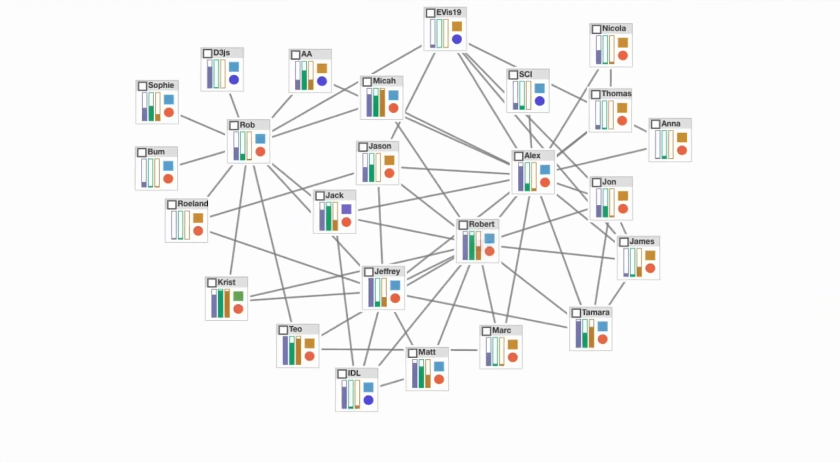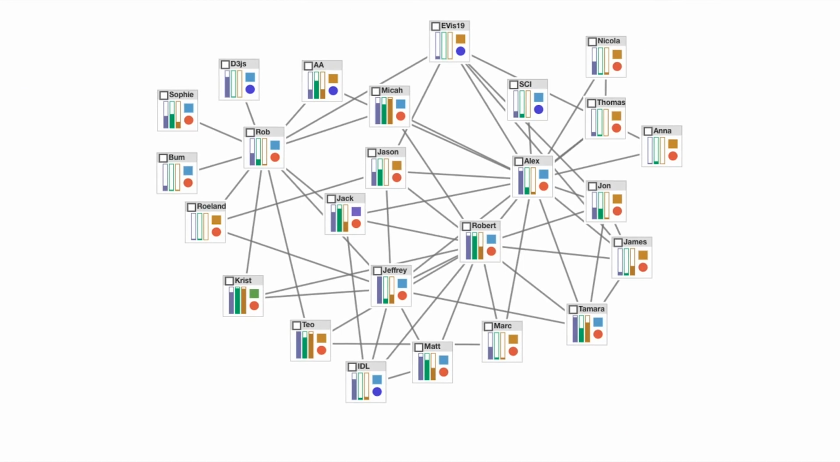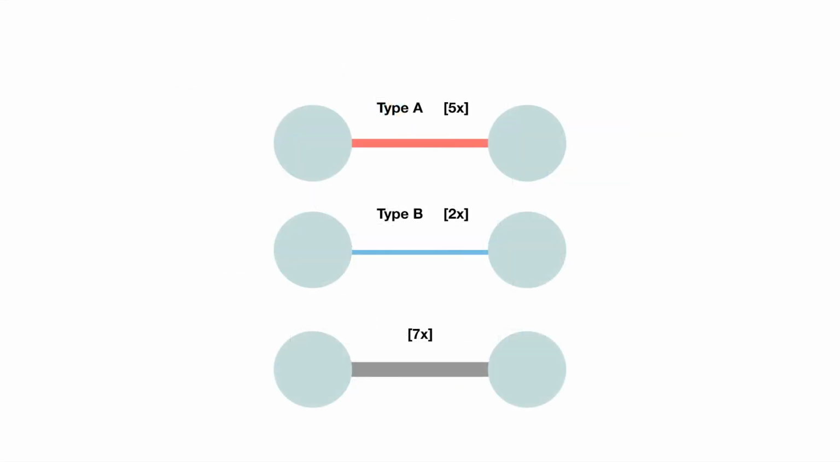Here's what a small network looks like with the nested bars encoding. We also consider edge attributes, where we use color to show the type of an edge and width to show a quantitative attribute, such as how often that interaction has happened.